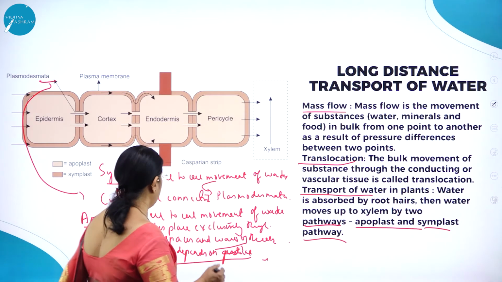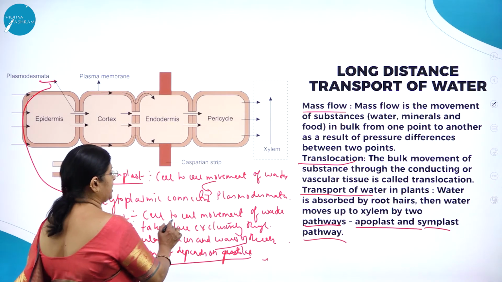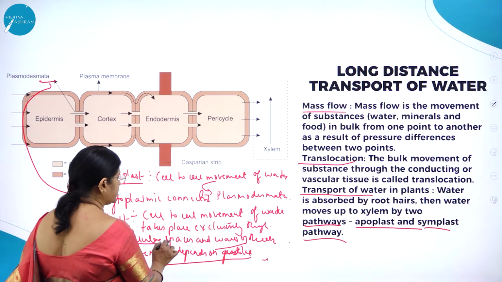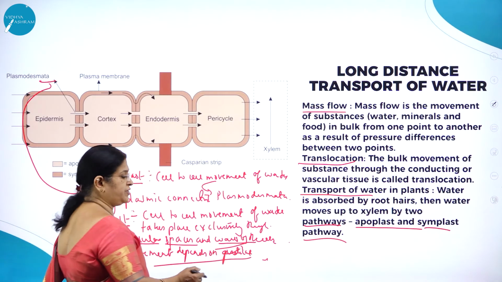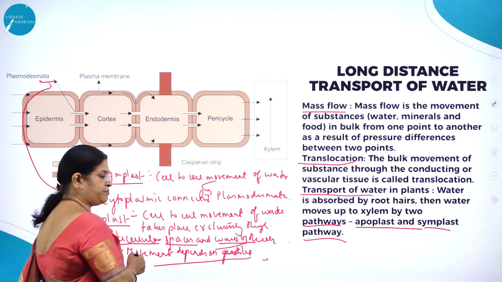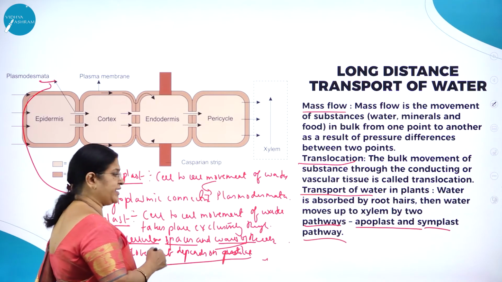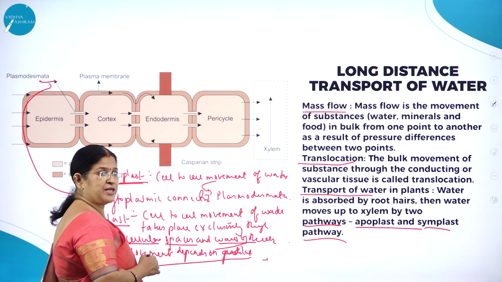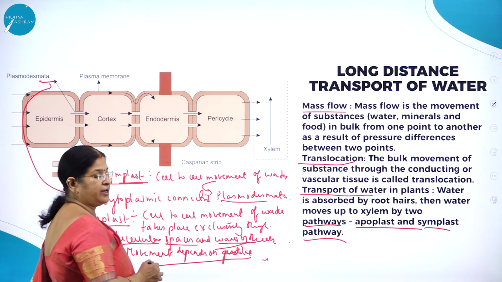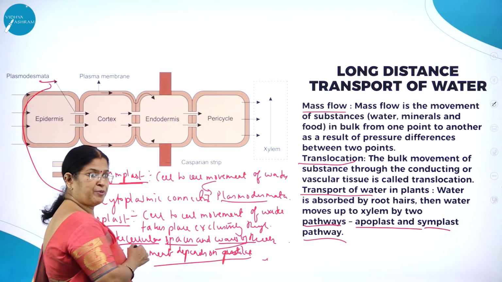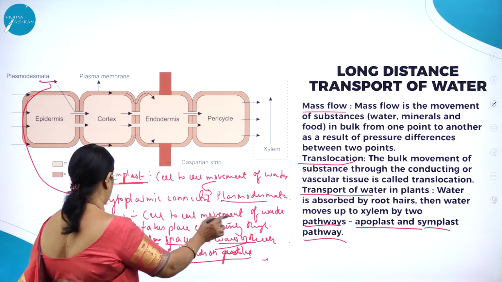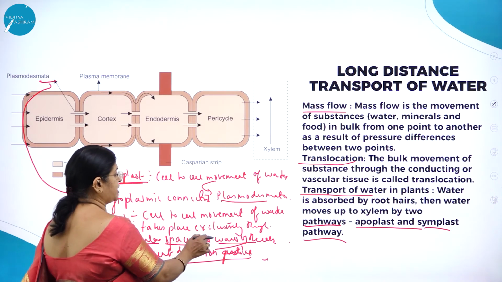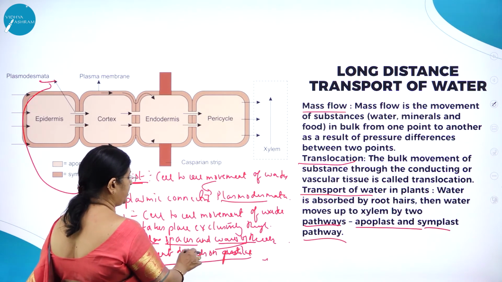Now let us understand what is apoplast pathway. Cell to cell movement of water takes place exclusively through the intercellular spaces and walls of the cells is called apoplast pathway. So movement depends on the gradient. So what is symplast pathway? Cell to cell movement of water through cytoplasmic connections called plasmodesmata is called symplast pathway.